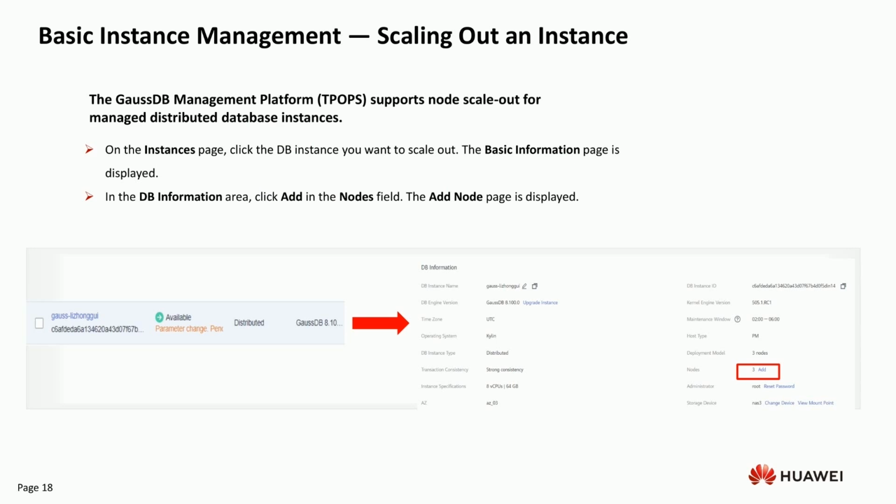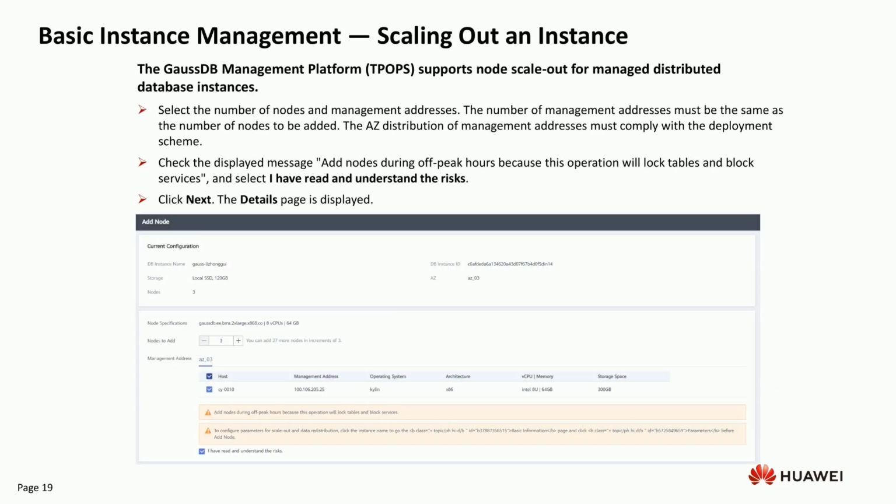Now, let's talk about the procedure for scaling out an instance on the GaussDB management platform. On the Instances page, click the DB instance you want to scale out. The basic information page is displayed. In the DB information area, click Add in the Nodes field. The Add Node page is displayed. On the Add Node page, select the number of nodes and management addresses. The number of management addresses must be the same as the number of nodes to be added.